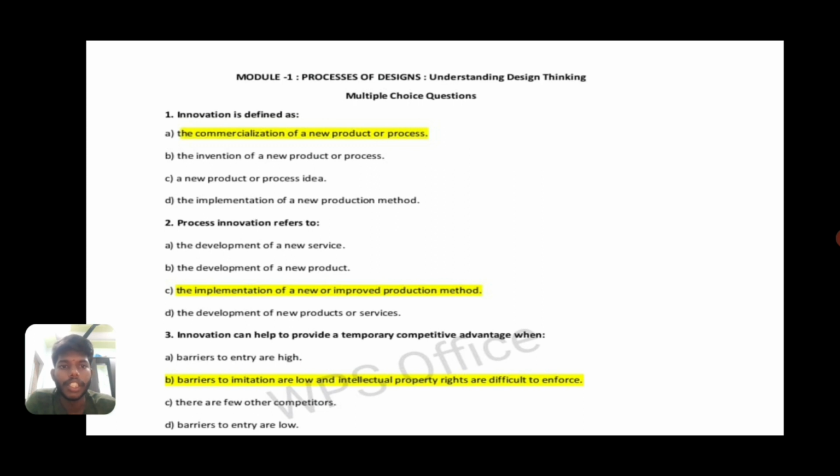Third question. Innovation can help to provide a temporary competitive advantage when barriers to entry are high. Option B, barriers to imitation are low and intellectual property rights are difficult to enforce. Option C, there are few other competitors. Option D, barriers to entry are low. The answer is option B, barriers to imitation are low and intellectual property rights are difficult to enforce.